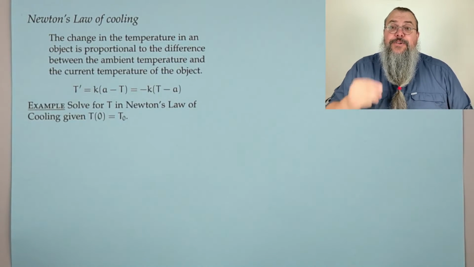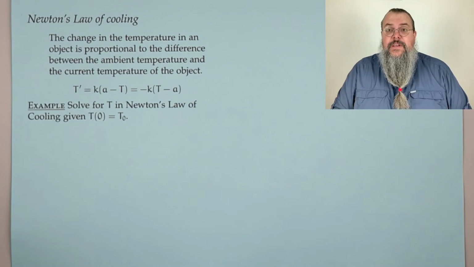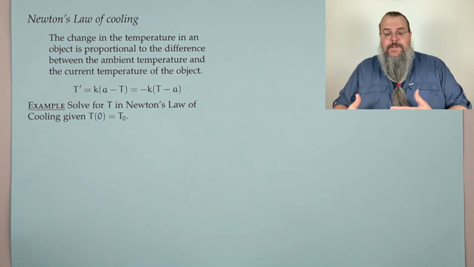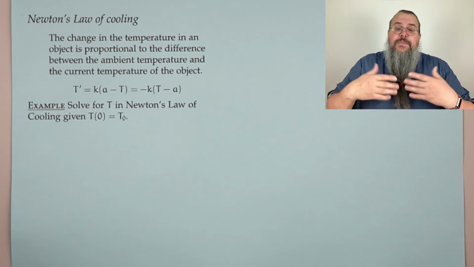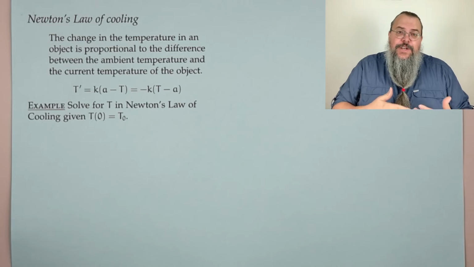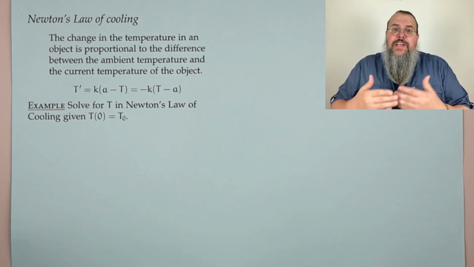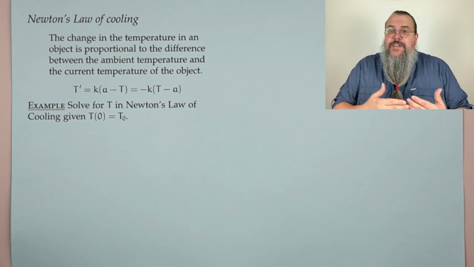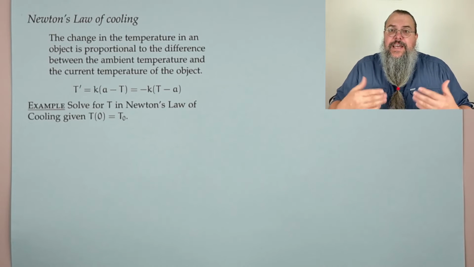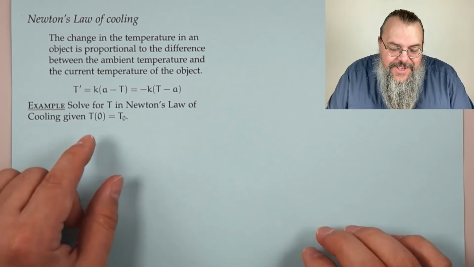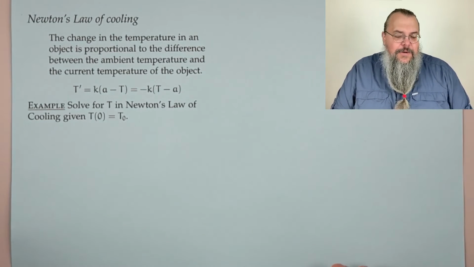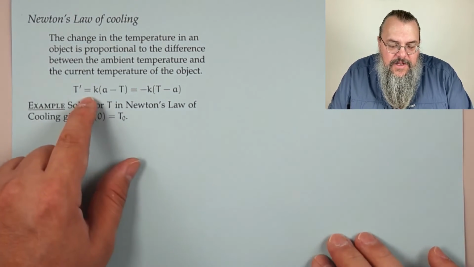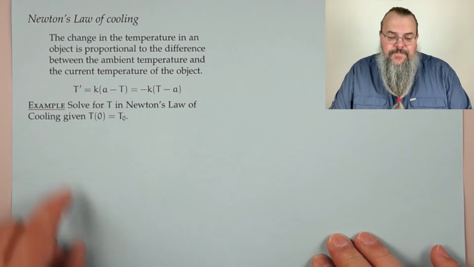So let's talk about Newton's law of cooling. So Newton's law of cooling says the following. The change in the temperature in an object is proportional to the difference between the ambient temperature and the current temperature of the object. And they actually gave us a formula here. And we said, oh, well, it would have been fun to figure it out. But let's see how this formula comes from this statement.